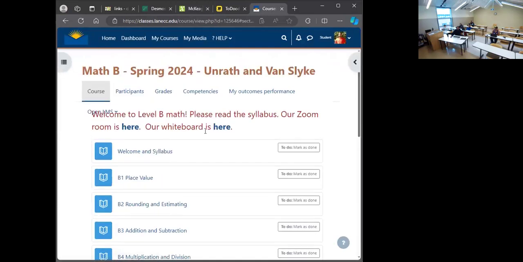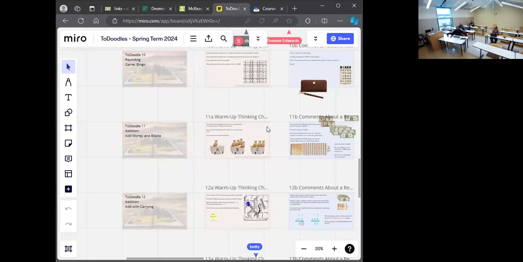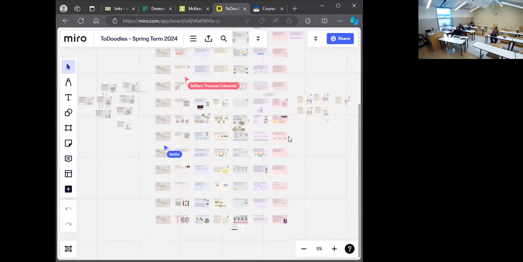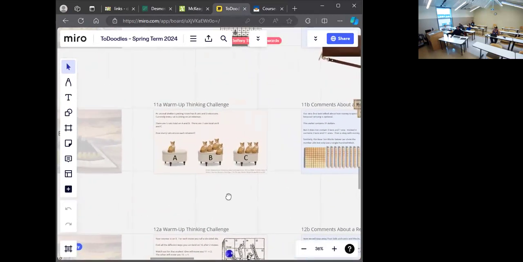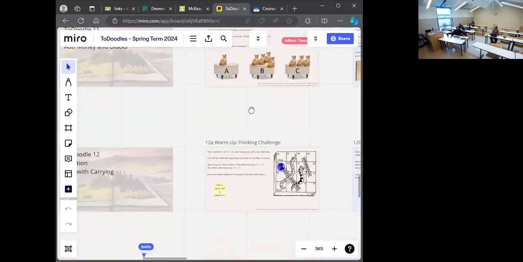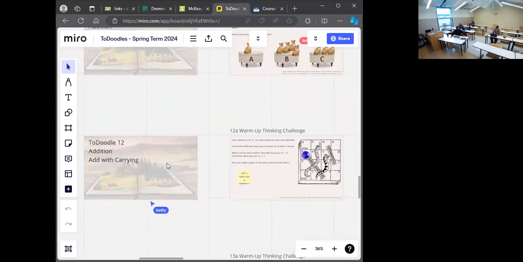So now when you see this, Jeffrey, you'll know that this one is special with the syllabus, and then all the rest are just our stuff. Okay, on to the whiteboard. So the whiteboard has lots of things, and they're just rows. We go across and do different topics. The one that we did last was number 11, adding with money and blocks. And now we're going to start number 12, adding with carrying. But before I jump into that, I want to ask if there are any questions about all the rambling I just did.